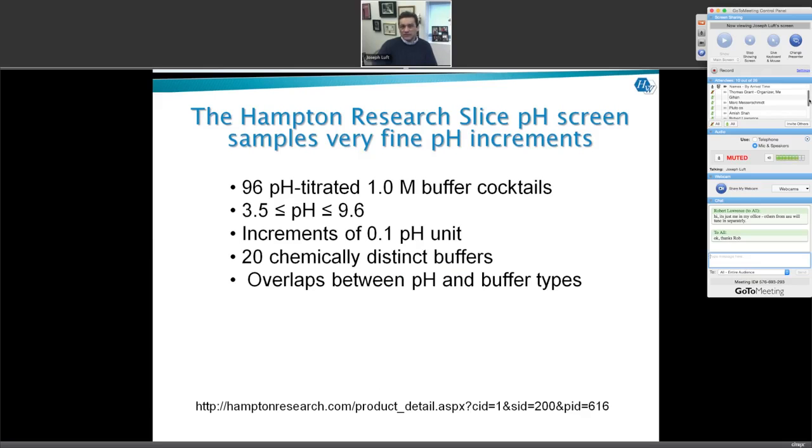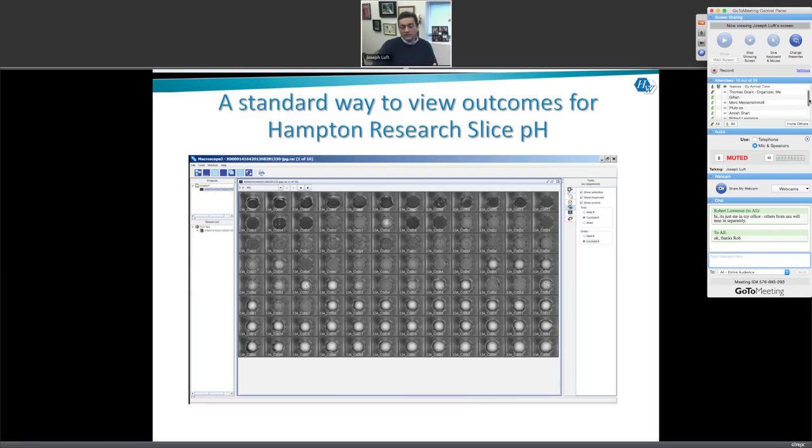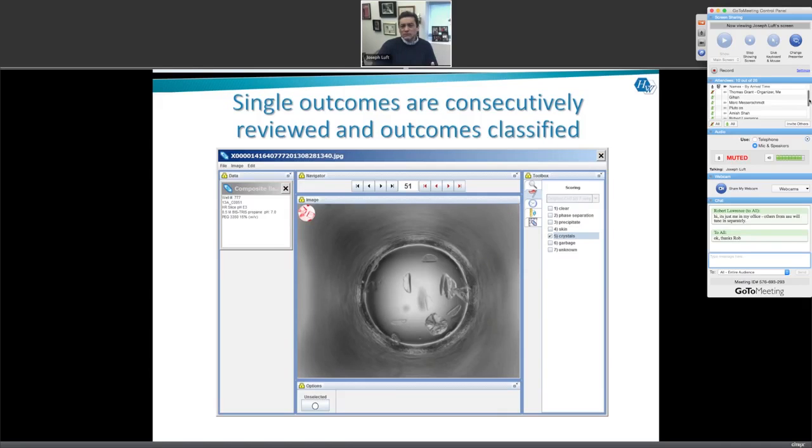Okay? So to demonstrate that practically, I'm going to use the Hampton Research Slice pH screen, which has a very fine sampling of pH, in tenth of a pH unit increments, and it has 20 chemically distinct buffer types. And there's an overlap between the two. So these are the outcomes of an experiment where the protein was set up against this very fine gradation of pH. And what we can do is review those experiments and classify them as crystals, precipitate, or clear drops.